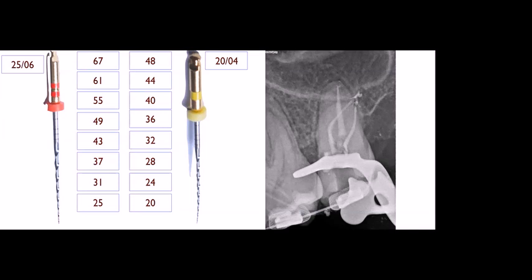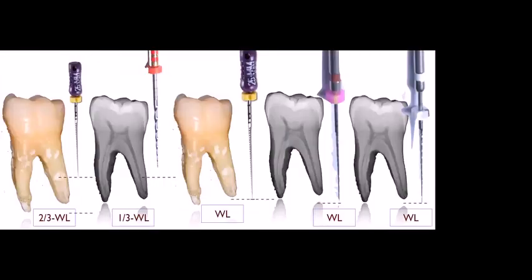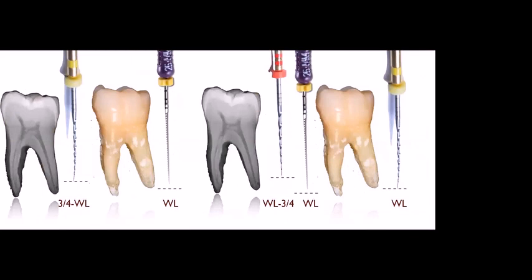So now we are going to explain the sequence that we use in these cases. At the beginning, it's the same: first the 10 K-file. After that, the 25/06 to remove the coronal interferences and increase the diameter of the coronal part. After that, the 10 K-file to the working length, and the glide path with the 13 and 16. And then we change the sequence a little bit from what we explained in the previous case.